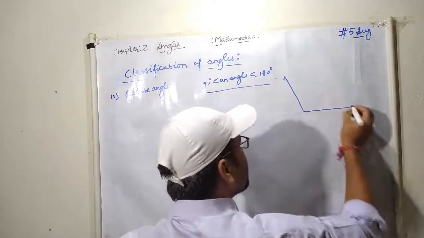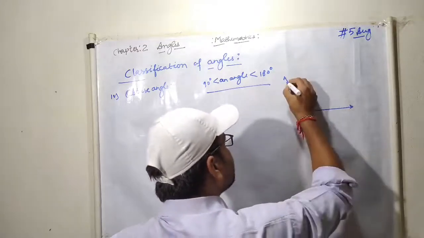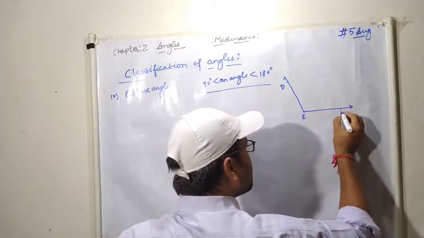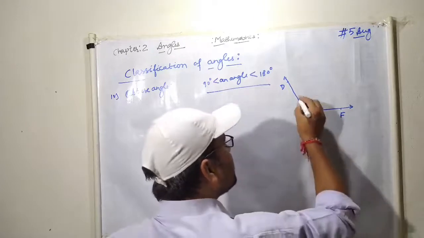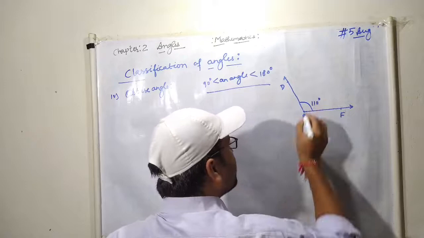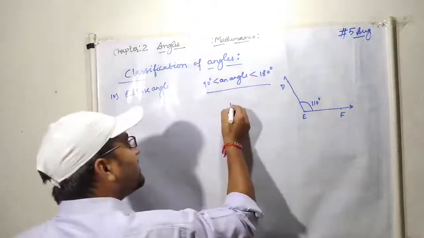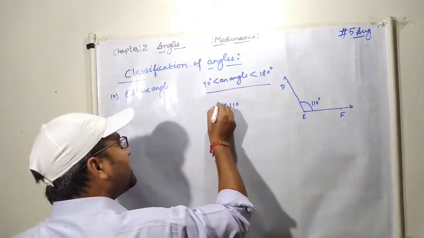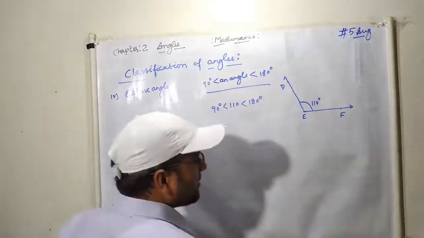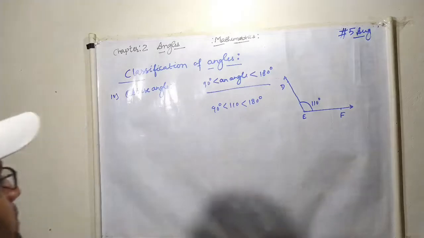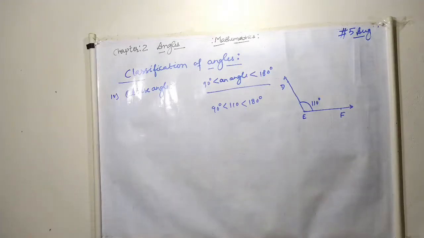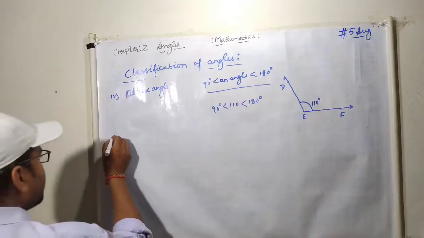Okay, so angle DEF, I will write this one, 110. It is greater than 90 degrees. 110 is greater than 90 degrees but less than 180 degrees, meaning up to 179. 179 is also an obtuse angle, an angle whose measure is greater than 90 degrees and less than 180 degrees.